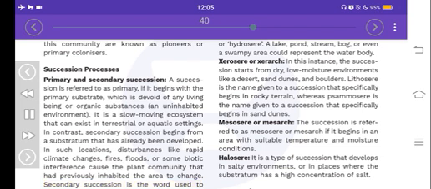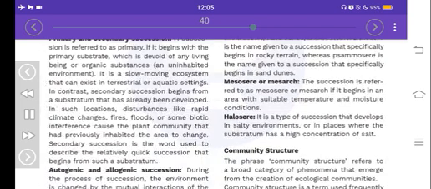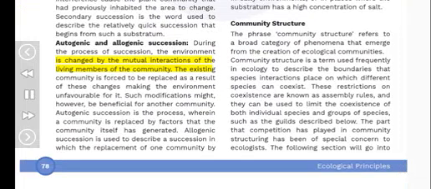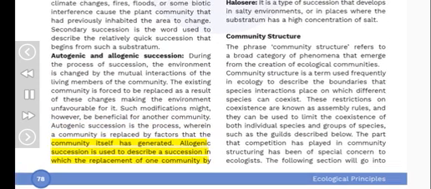Autogenic and allogenic succession. During the process of succession, the environment is changed by the mutual interactions of the living members of the community. The existing community is forced to be replaced as a result of these changes, making the environment unfavorable for it. Such modifications might, however, be beneficial for another community. Autogenic succession is the process wherein a community is replaced by factors that the community itself has generated. Allogenic succession is used to describe a succession in which the replacement of one community by another may be influenced by environmental causes rather than by living things.